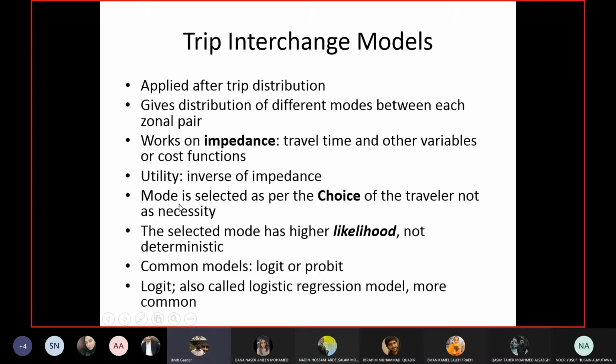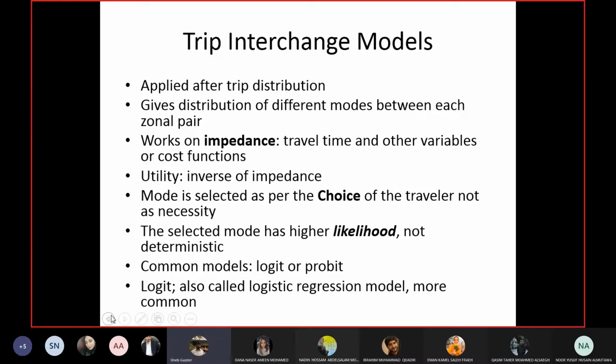Then the mode choice: the mode is selected as per the choice of the traveler, not as a necessity. So the traveler has the full choice set. Like I showed you previously from my senior design project, the traveler had the choice of car, bus and taxi. We are not saying, like we were saying for trip end models, that if he cannot afford a car, he will definitely go by a bus. In the trip interchange model, he can go by a car, a bus, or a taxi as well, and from these he will select one mode.